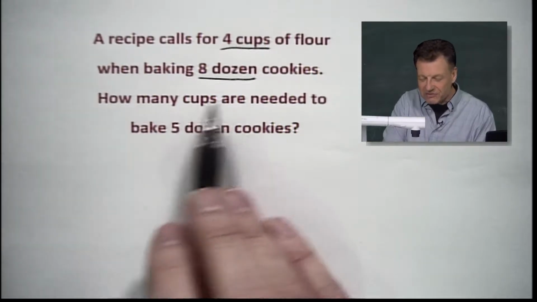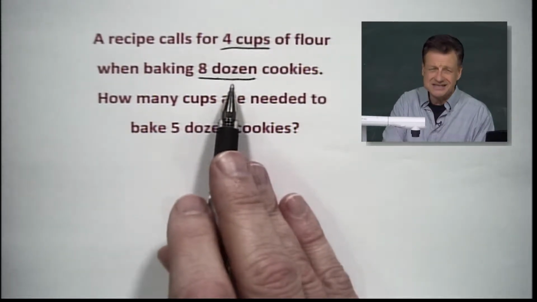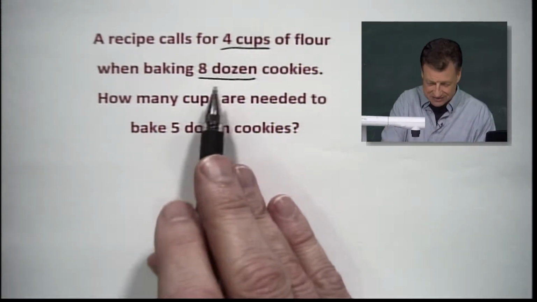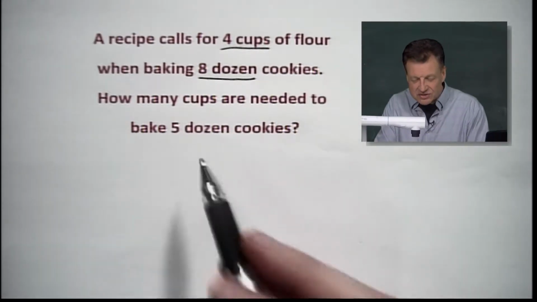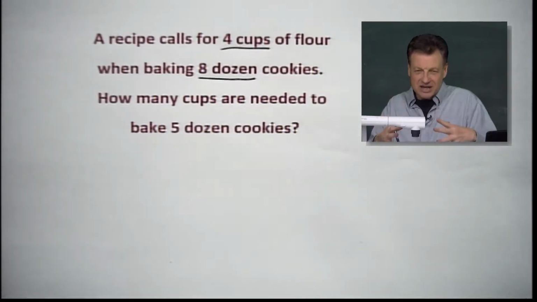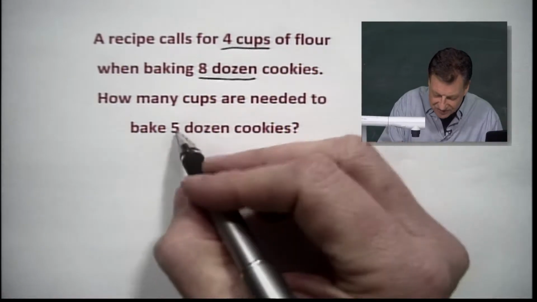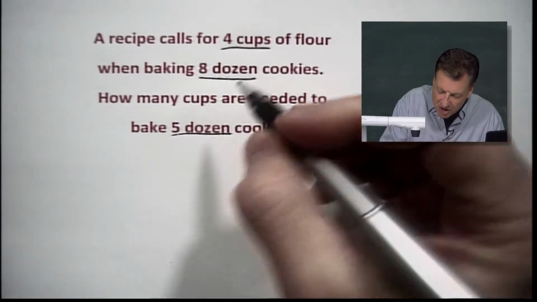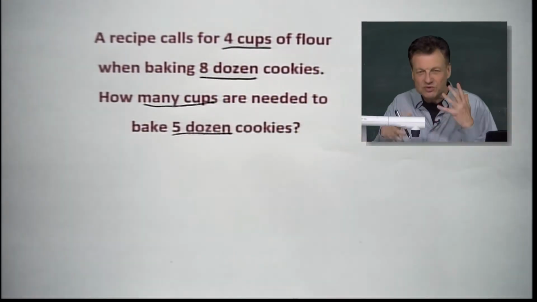Our group, however, doesn't need 8 dozen, which, by the way, is 96 cookies, all right? That's a lot of cookies. So we're going to go for a little bit smaller, like 60 cookies, or 5 dozen. That's what we're working with. But the question is, how many cups? So we do have a relationship.